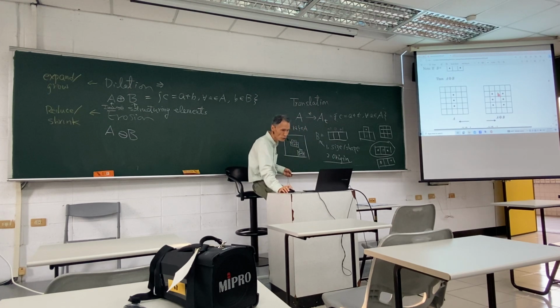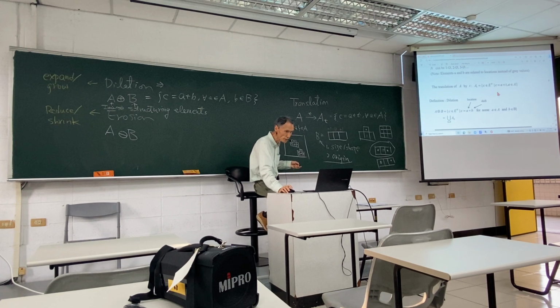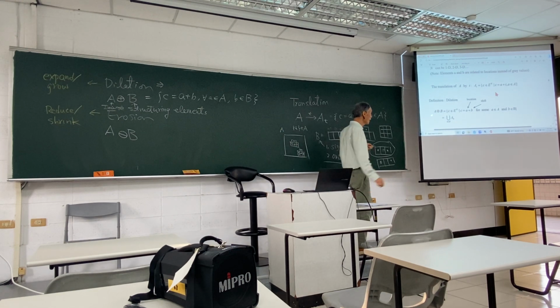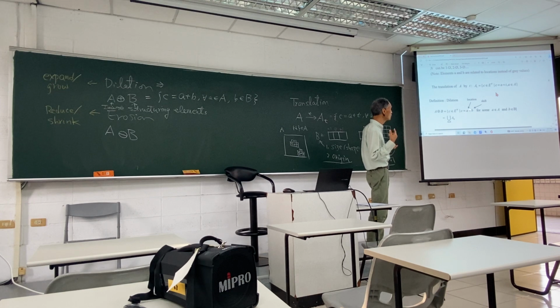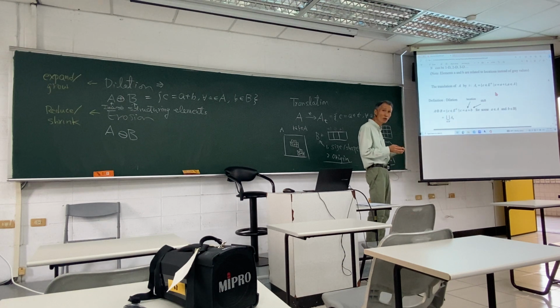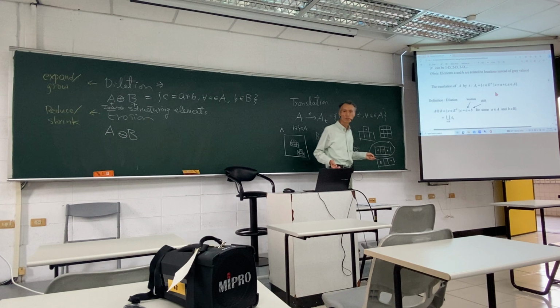Okay? So if you don't like the definition, well, this is the actual definition of dilation. We do the translation for A with all the possible shifts defined in the structuring element. So A sub B is the translation for some element B. And after that, we take the union because we want to expand. So you need to take the union, okay?